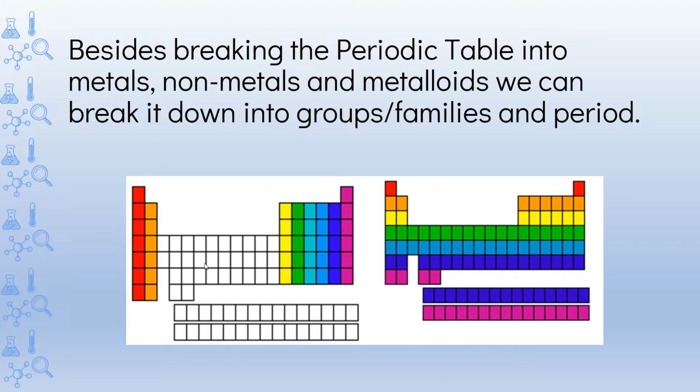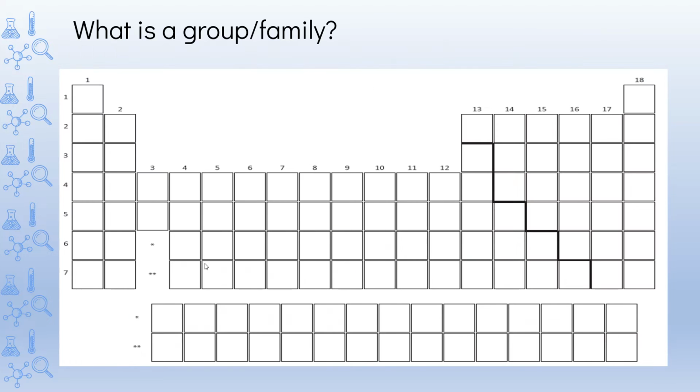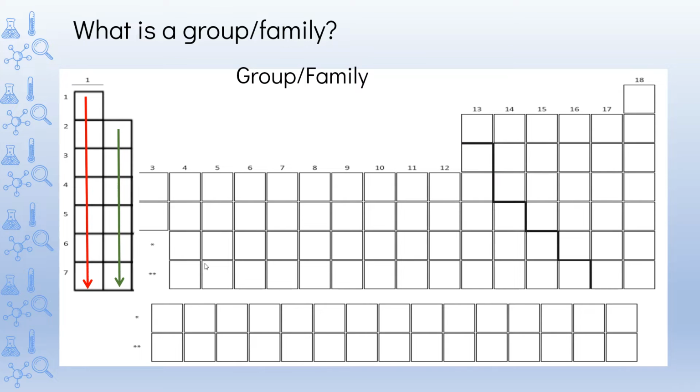All right, so besides breaking the periodic table into our three groups we did last lesson, metals, nonmetals, and metalloids, we can actually further break it down into groups or families and periods. Now you're probably wondering, what is a group or a family? Great question, my friends. Well, a group or a family is vertical columns.